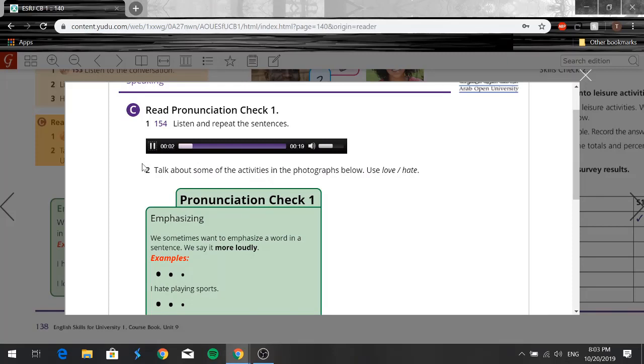154. Exercise C1. Listen and repeat the sentences. I hate playing sports. I love watching tennis.